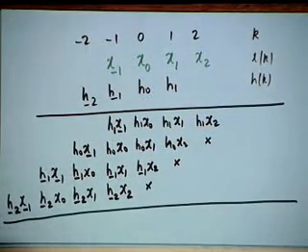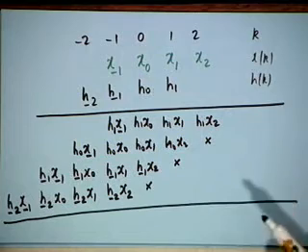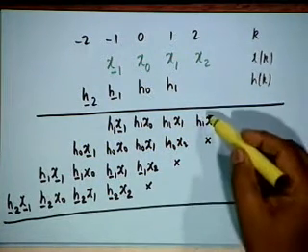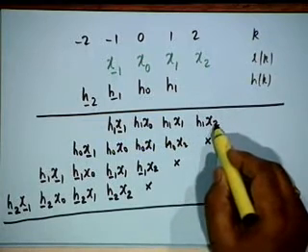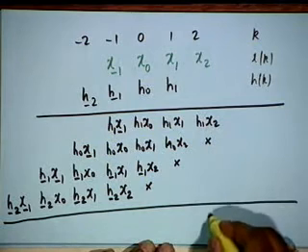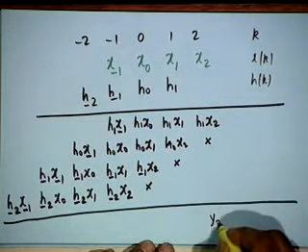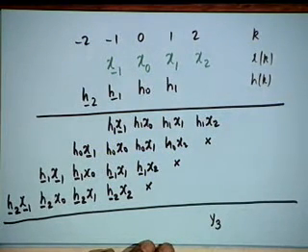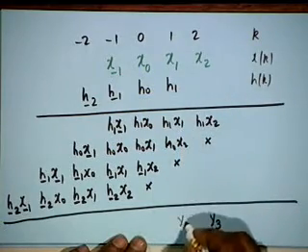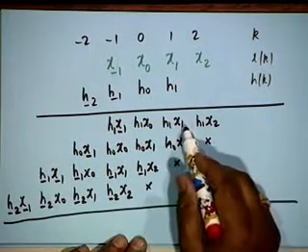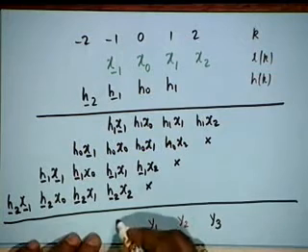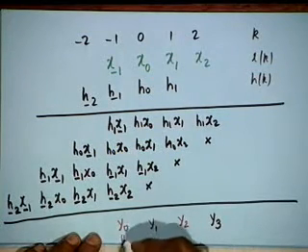Please notice the interesting fact that this column, the sum is 3, and therefore the result of this column should be y3. The sum of this shall be y2. The sum of this shall be y1. This will be y0. This is your reference.